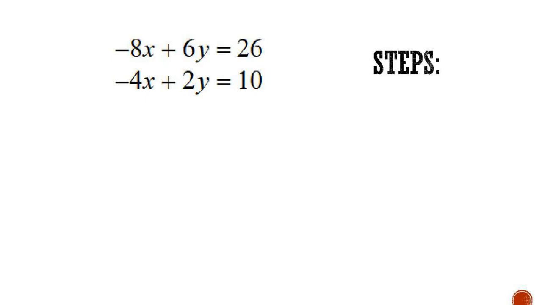Again, I have a system, so I'm going to go ahead and do elimination on here, but I don't currently have an opposite. The opposite of a -8 would be a +8. The opposite of a +6 would be a -6. So I need to multiply to make an opposite. Since I made the y's opposite last time, I'm going to go ahead and make the x's opposite this time. The opposite of a -8 would be a +8. So I'm going to multiply this.